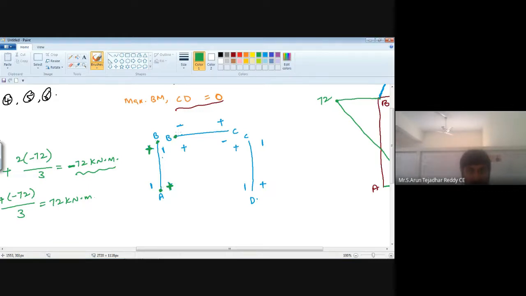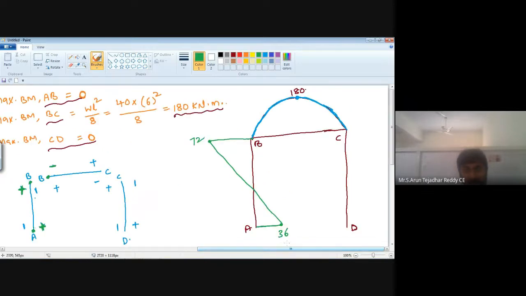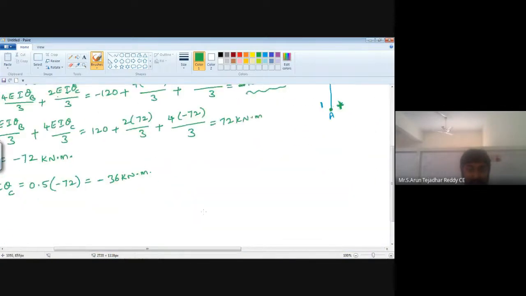We got minus value. It means above the beam. Value is 72. It means exactly somewhere here. Somewhere here, that is 72. Now coming to the C to B. BC completed.